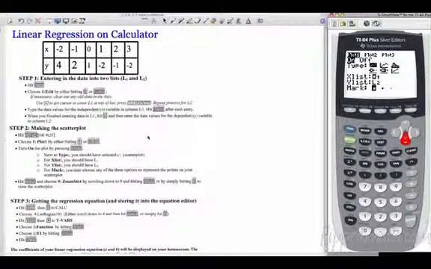Now we're going to graph it. And if you see this, it just says hit zoom and choose 9. You normally press graph first, right? But this is going to save us a step. So I'm going to press zoom.